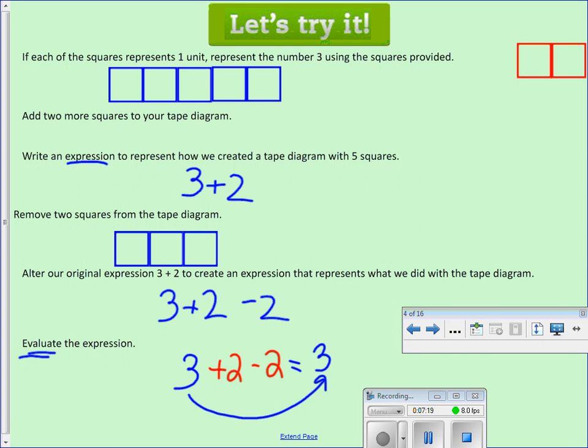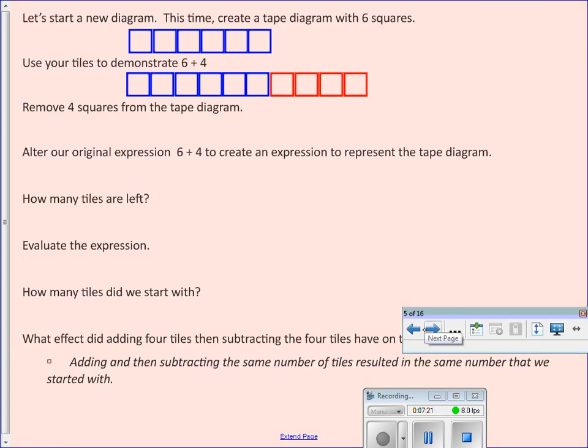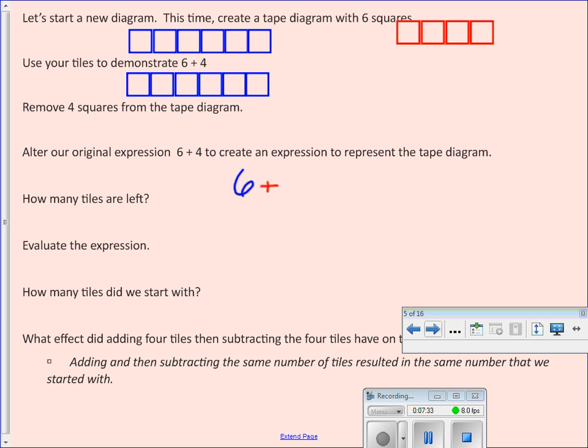Oh my gosh, no way. Yeah, that's the wow. So let's take a look at this picture. We had 6 plus 4. So now we want to take 4 away. So 6, we added 4. We took 4 away. What were we left with?